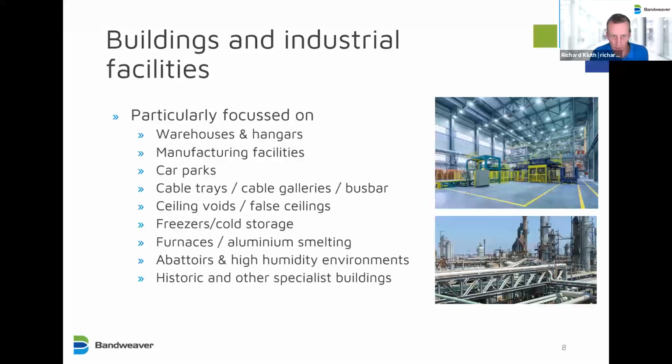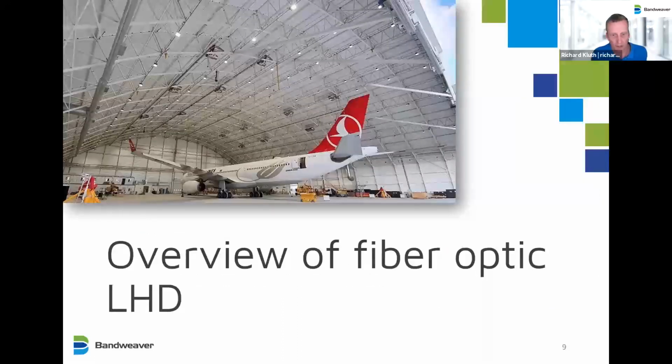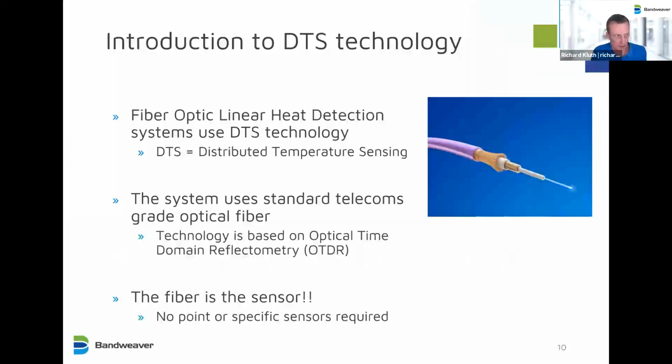So we'll look at examples of warehouses, hangars, manufacturing facilities, car parks, cable trays, ceiling voids. We'll look at all of those in this presentation. It also goes into many other applications: freezers, furnaces, abattoirs, other high humidity environments, historic and other specialist buildings. In the interest of time, we won't do those in this webinar, but we certainly can do that on future webinars on request.